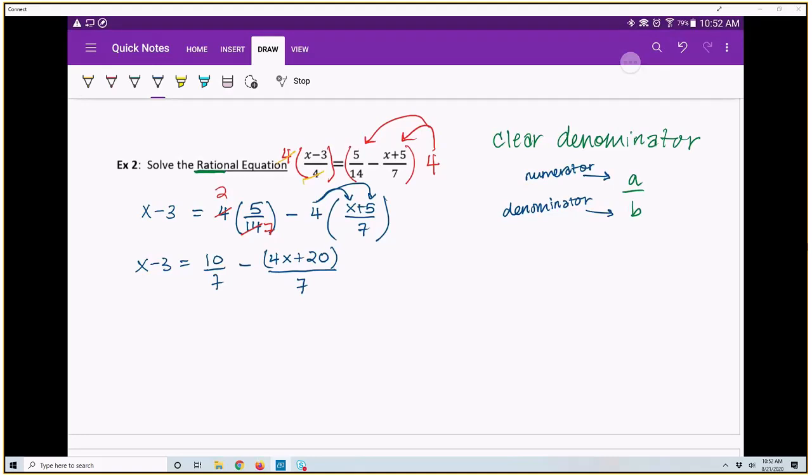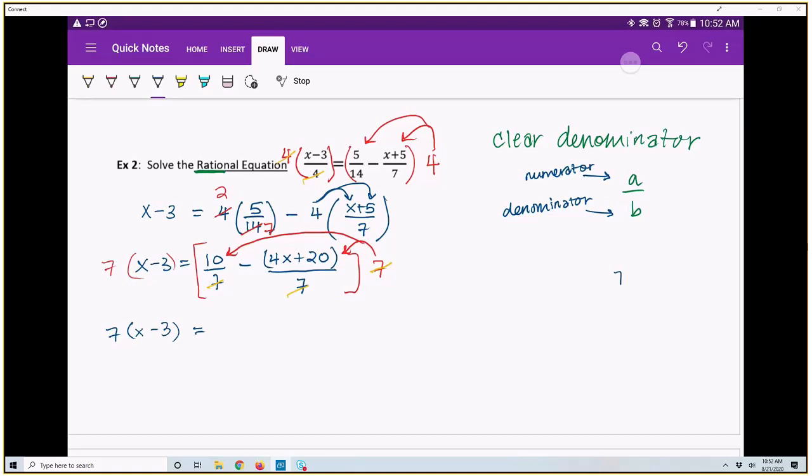So let's see if we can clear this denominator. It looks like if I multiply by 7 on this side, then it's going to distribute here and here. And in both cases, I'm going to be able to cancel this 7 with this one and this one. So I know, because I've done that on the right-hand side, I need to multiply by 7 on the left-hand side as well. So this is going to be 7 times x minus 3. And that's equal to, it would be 7 times 10 over 7.